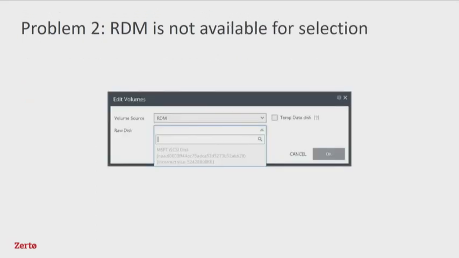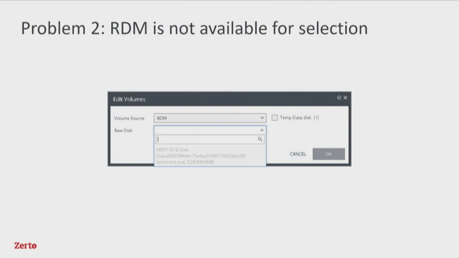Problem 2 would be if the RDM is listed, but as you can see in this example, it's grayed out and you can't select it. The good thing about this, in this instance especially, is right in the list of disks, you can see that we have the reason as to why this is not selectable, and that is it is not the correct size.